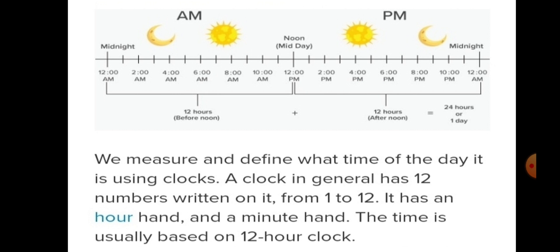We measure and define what time of the day it is using clocks. A clock in general has 12 numbers written on it from 1 to 12. It has an hour hand and a minute hand. The time is usually based on a 12-hour clock.